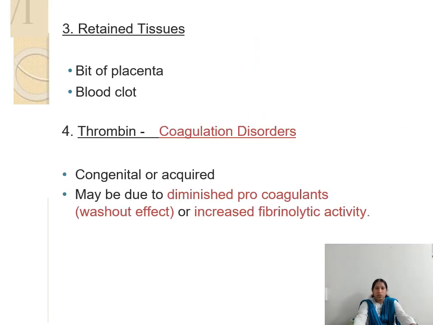So next is retained tissues, that is bits of placenta and also blood clots. This also will cause PPH. Next is coagulation disorders. It could be either congenital or acquired. Sometimes detected usually after delivery, and mainly you will say due to diminished procoagulants or increased fibrinolytic activity. That means coagulation defect.